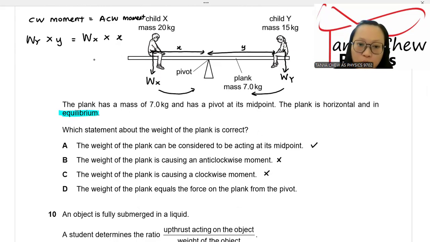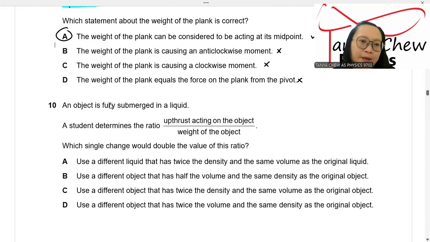D: the weight of the plank equals the force on the plank from the pivot. Where's the force on the plank? There is no force on the plank, only the weight of the two children, right? So this is also wrong. A is your answer.